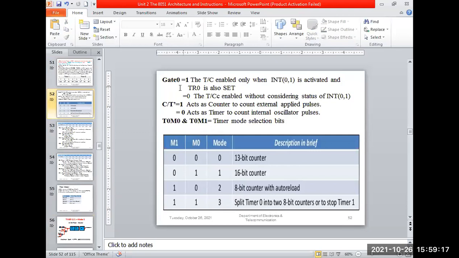And for the pin numbers, we are writing for the C/T bar. The apostrophe means complement only. So when C/T bar is equal to 1, it acts as the counter. And if it is 0, it acts as the timer. Write down this.